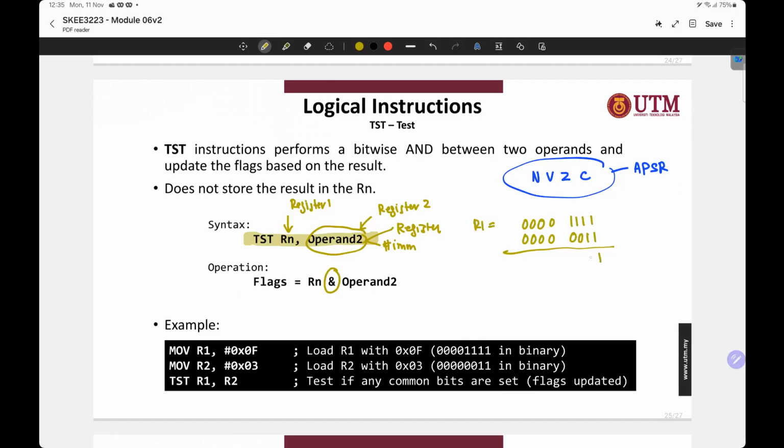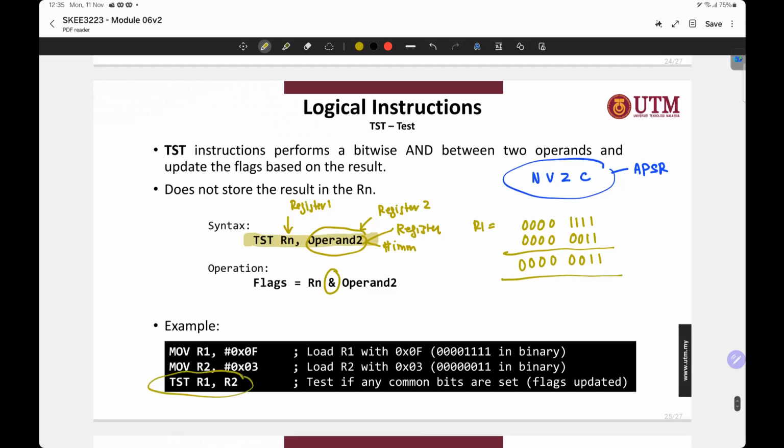So this becomes 0, 0, 0, 0, 0, 0, 1, 1. After you perform the last instruction, your N will be 0. Why 0? Because bit 31 is 0, so N will be 0, while V is also 0. What about Z? Z is also 0 because you still have set bits inside. And C, since there is no carry, is 0. So the flags are updated accordingly by the test instruction.